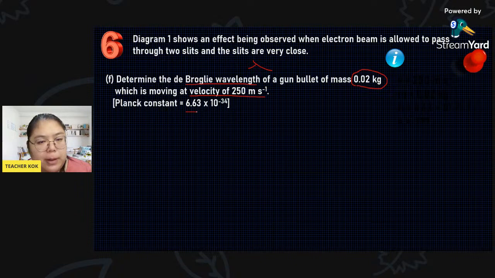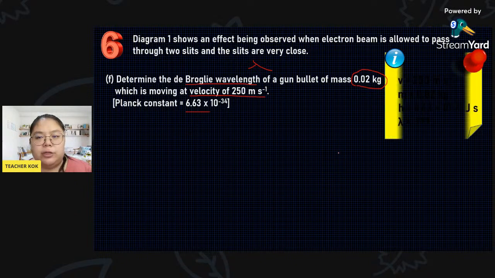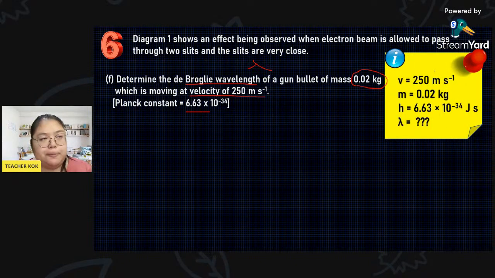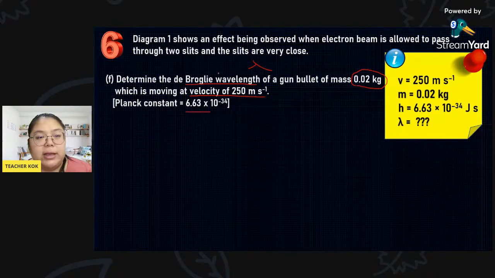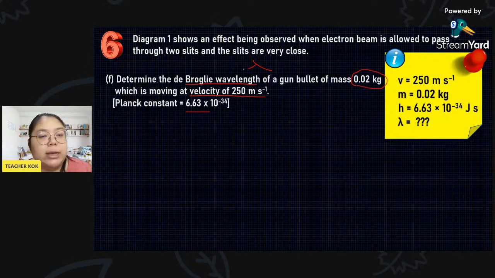Okay, they give you the Planck constant. Now the info we show first: v is the velocity of the bullet, m is the bullet mass, then h is the Planck constant. Now what do they want to find? The wavelength, the de Broglie wavelength.